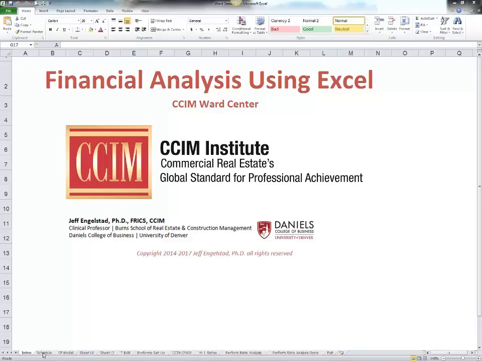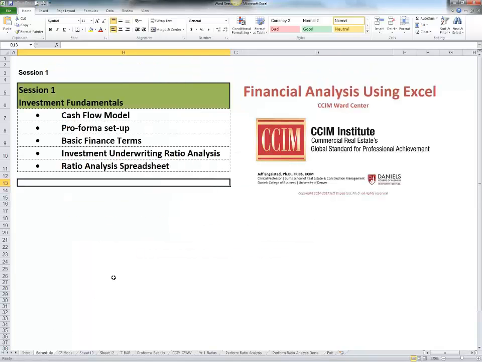In this first session, we're going to cover several topics. We're going to take a look at the cash flow model and the basic Proforma setup. Really in this first session, we're doing a lot of review, kind of a comprehensive review of finance as it relates to real estate. And I think you'll enjoy it as we go along. We're also going to build a spreadsheet to do a single period ratio analysis using some investment underwriting techniques. And I think you'll find that even in the most simple reusable spreadsheet, we'll find some real value.